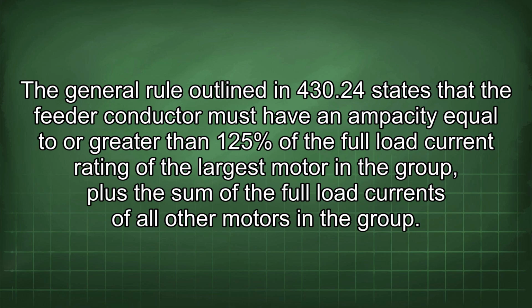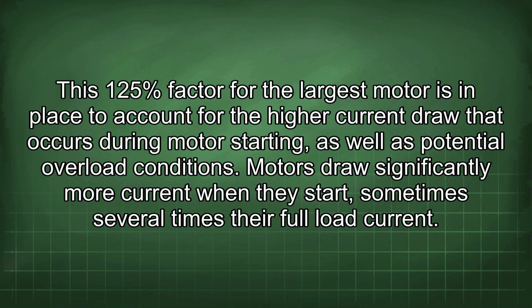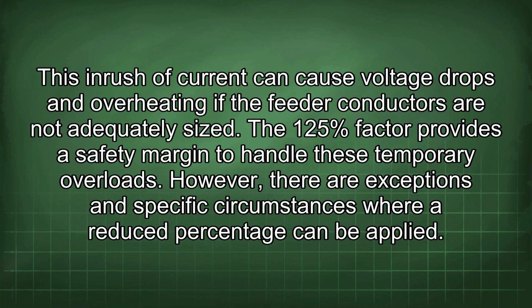motors in the group. This 125% factor for the largest motor is in place to account for the higher current draw that occurs during motor starting, as well as potential overload conditions. Motors draw significantly more current when they start, sometimes several times their full load current. This inrush of current can cause voltage drops and overheating if the feeder conductors are not adequately sized. The 125% factor provides a safety margin to handle these temporary overloads.